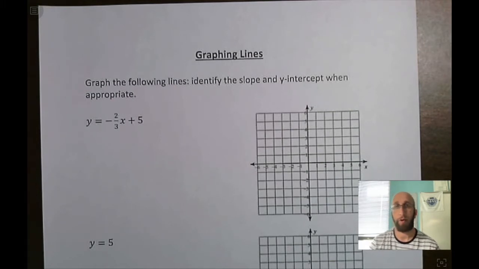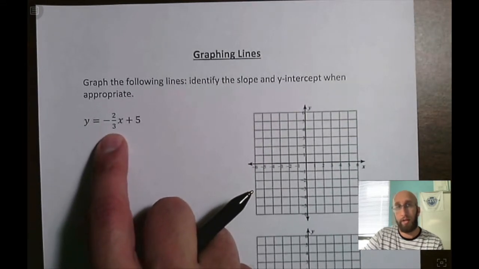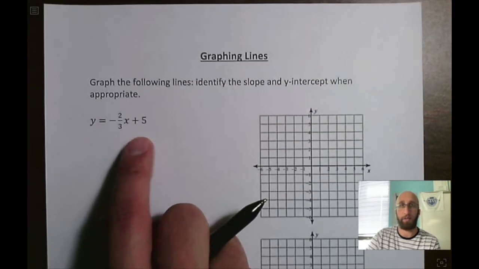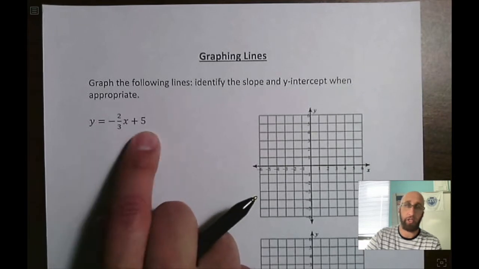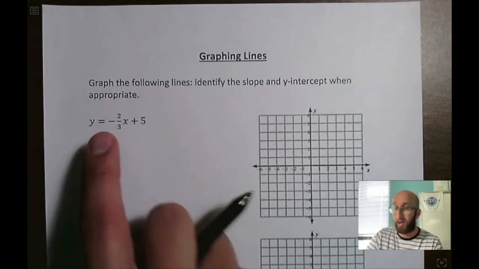So I have three different equations here. We're going to quickly move through them. Our first one: y equals negative 2/3 x plus 5. Recognize this equation is in slope-intercept form. We have our y by itself.